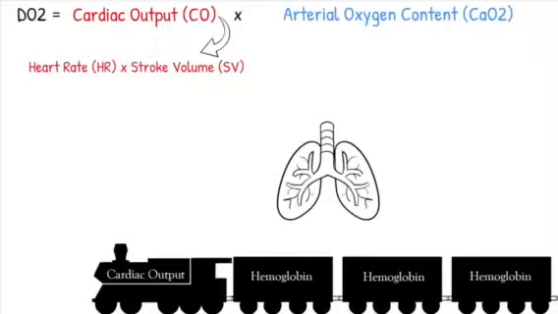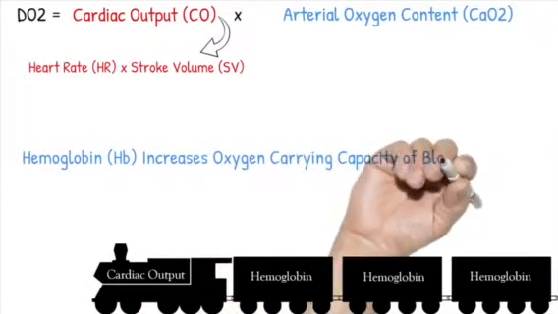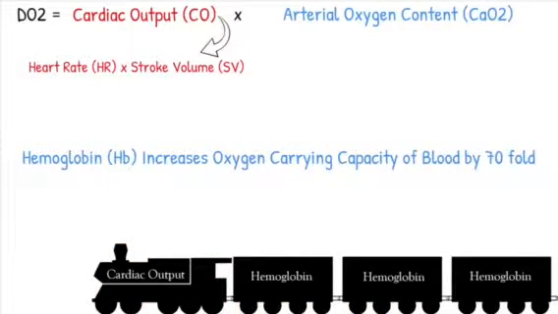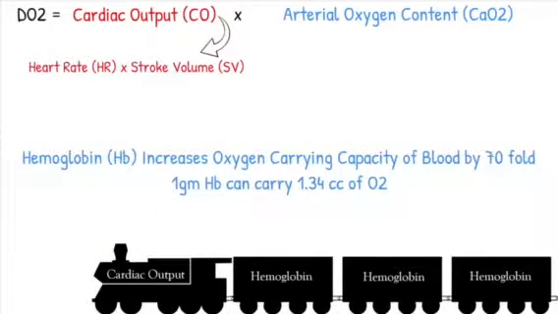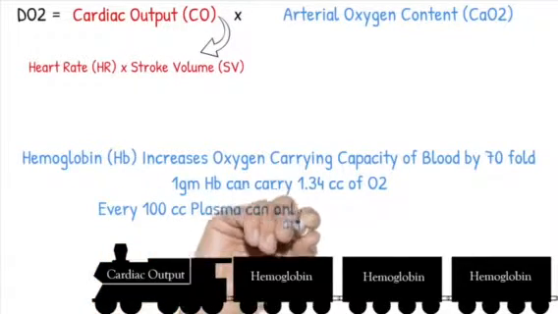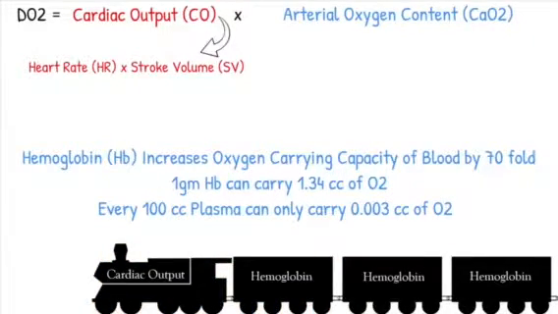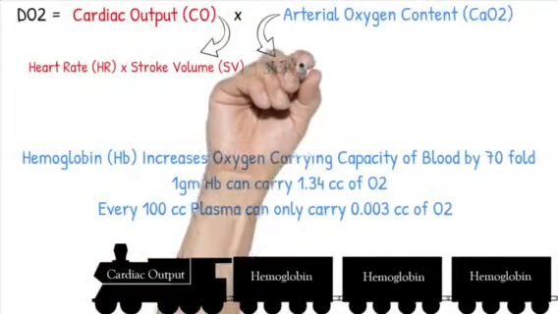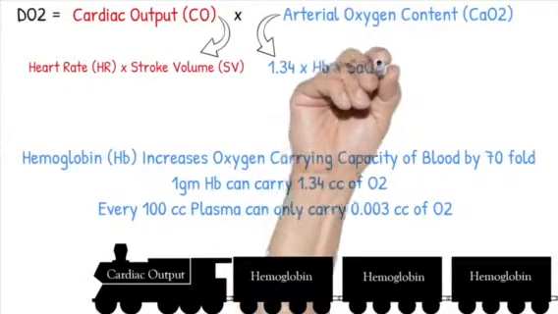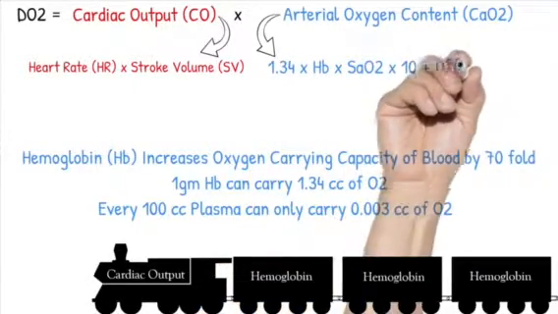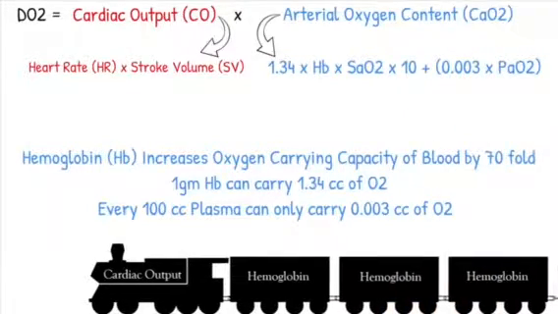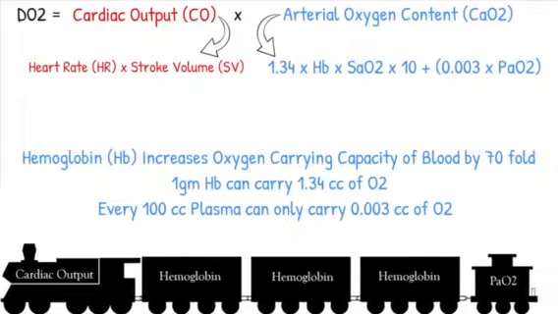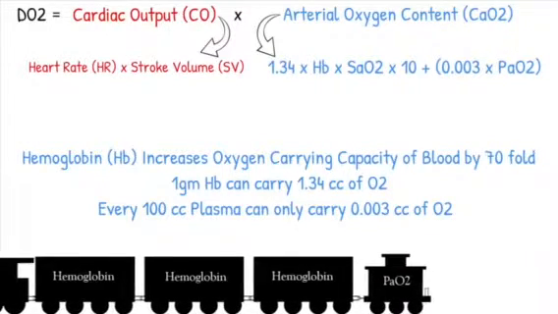The hemoglobin becomes saturated. Hemoglobin is super cool because it increases oxygen carrying capacity of the blood by 70-fold. Each gram of hemoglobin can carry 1.34 cc's of oxygen. Conversely, every 100 cc's of blood plasma can only carry 0.003 cc's of oxygen. Therefore, the arterial oxygen content is equal to 1.34 times hemoglobin times oxygen saturation of hemoglobin, SaO2, times a conversion factor plus 0.003 times the partial pressure of arterial oxygen, PaO2.